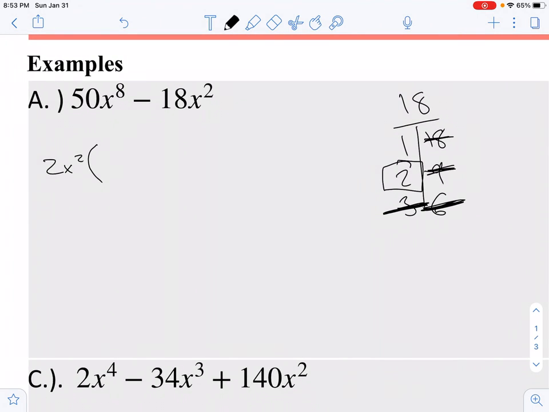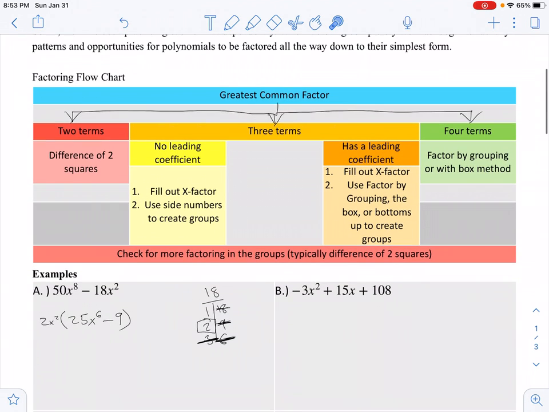So I'm going to divide that out, and then I'm going to write what's left over. So 50 divided by 2 is 25. X to the 8th divided by x to the 2nd leaves me with x to the 6th. And minus 18 divided by 2 is 9. And x to the 2nd divided by x to the 2nd leaves us with no x's left over, so I'm not going to write any x's here. Okay, so the next thing, I found my greatest common factor. Now I'm going to look to see, are there 2 terms, 3 terms, or 4 terms?